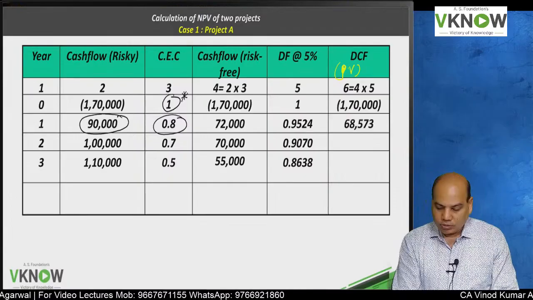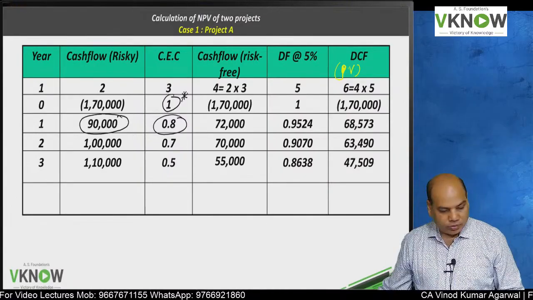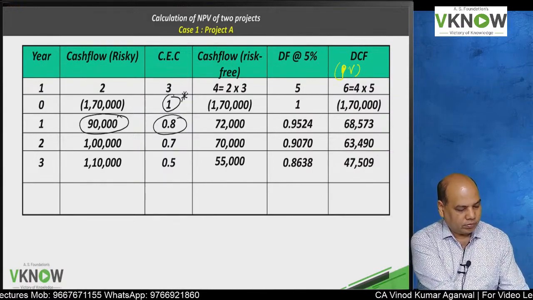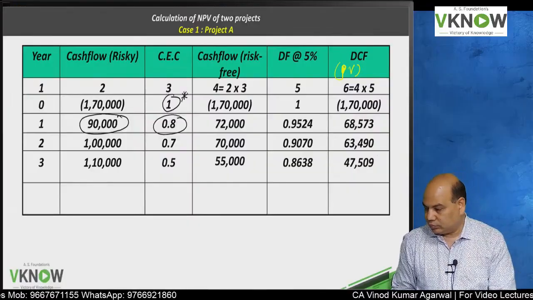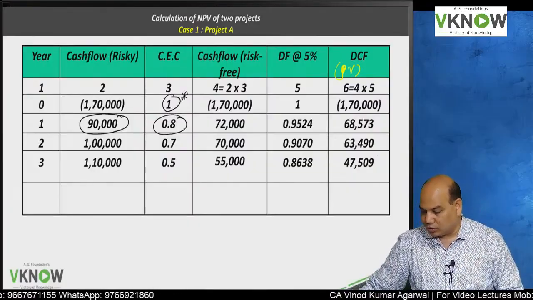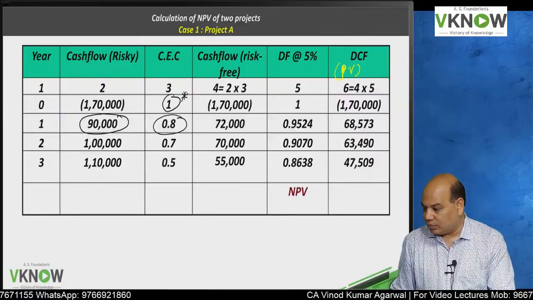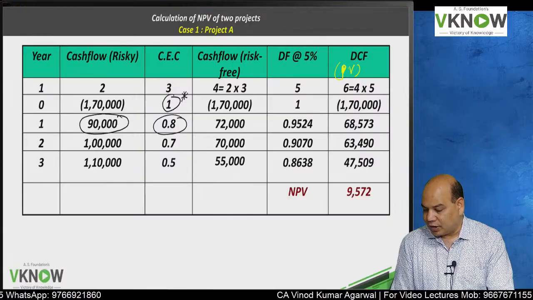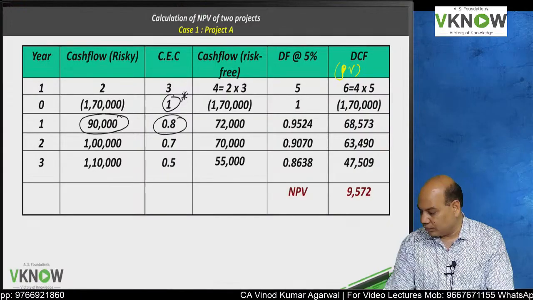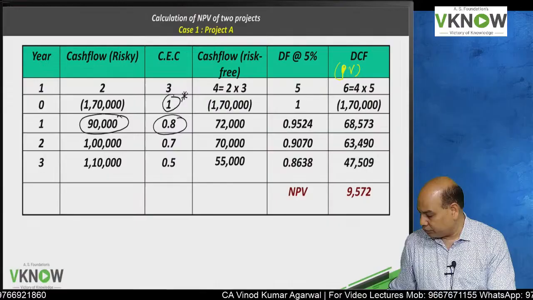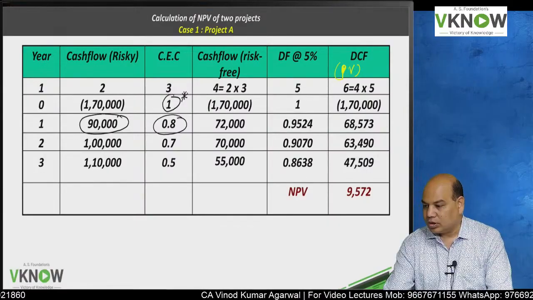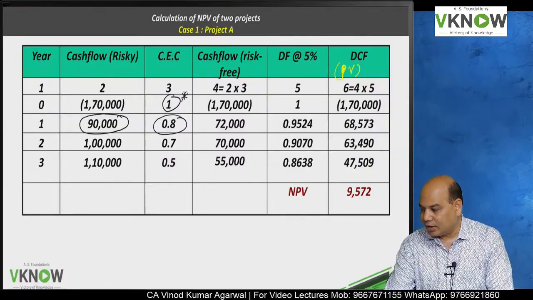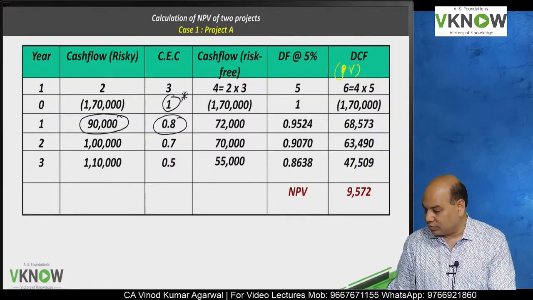Do it yourself. Give me the total. Give me the total please. Total of the last column. One student has replied 9554. You are right. Don't worry. 9554 is also okay. Approximately it should be right.